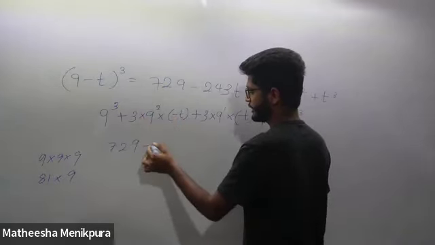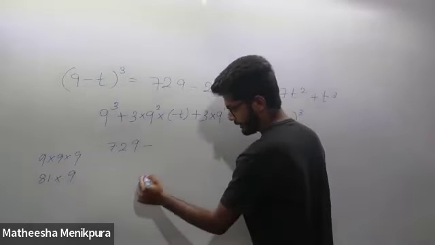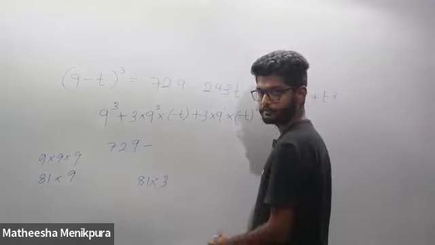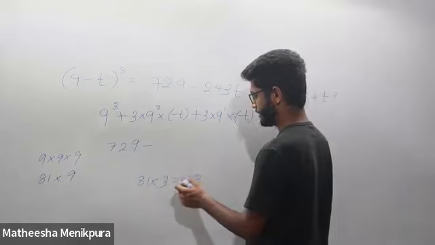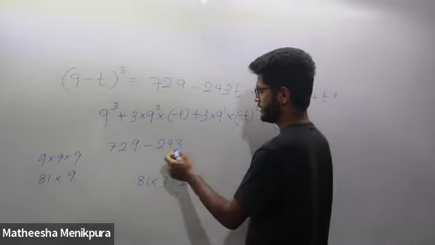Plus into minus, that is minus. 9 squared is 81 again. 81, multiply that one by 3. 81 by 3, so 1 times 3, that is 3. 8 times 3, that is 24. 243 here t.